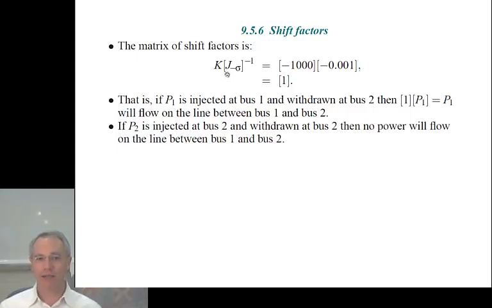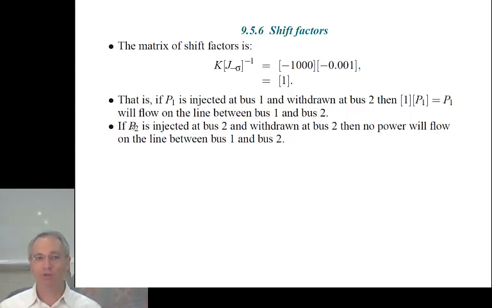Our matrix of shift factors, actually it's a 1-by-1 matrix, is given by K times J minus sigma inverse, which is minus 1,000 times minus 0.001. Multiplying them together, we get the 1-by-1 matrix 1. What that tells us is that if P1 is injected at bus 1 and the same amount of power is withdrawn at bus 2, then how much power will flow on the line? Well, shift factor is 1 times the injected power at bus 1. That gives us 1 times P1, or P1. So that says that P1 amount of power will flow on the line between bus 1 and bus 2.